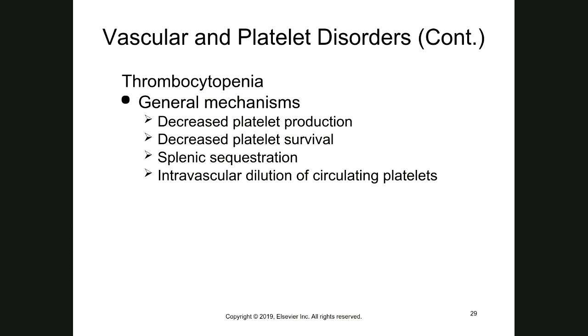The general mechanism of thrombocytopenia is, obviously, a decrease in the production of platelets, or the survival time of these particular platelets becomes very small. Splenic sequestration is something that we need to always observe in the patient. If for some reason you have some kind of anemia that you cannot explain, we always need to check the spleen because sometimes the spleen is overworking.